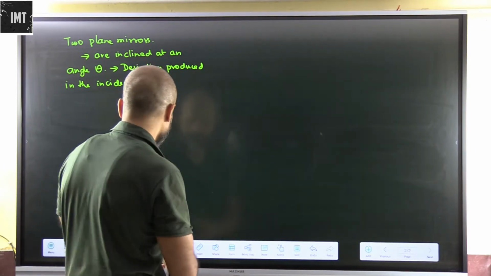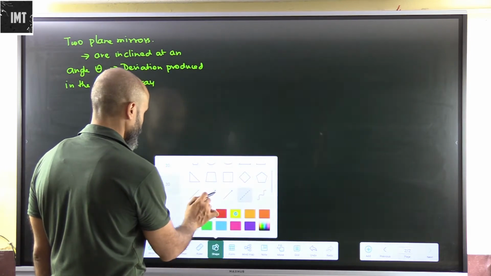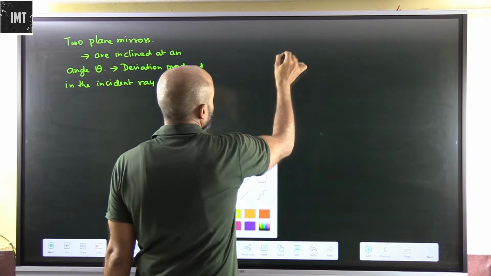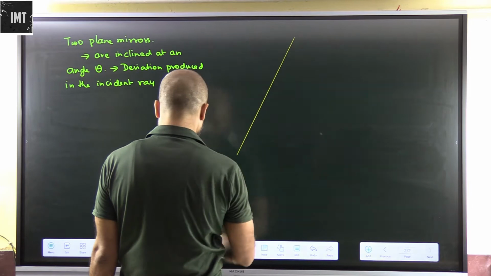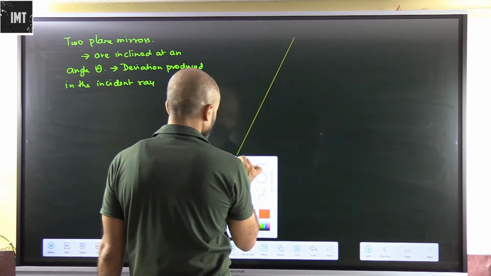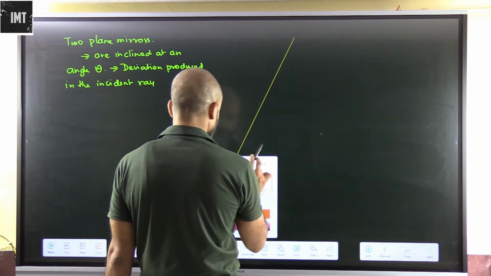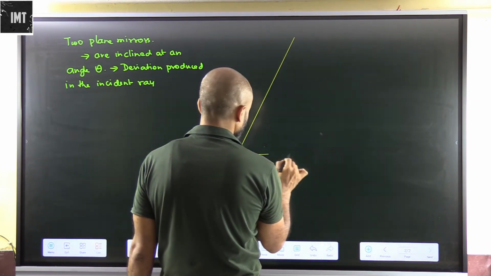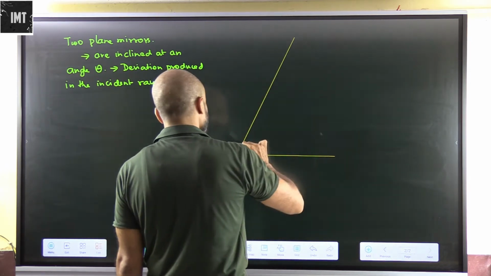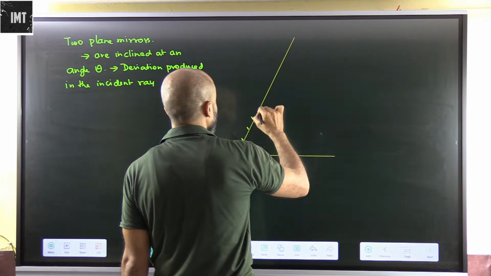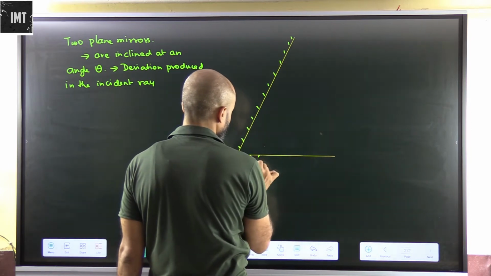So let's look at this. Let's say we have a mirror like this and this is inclined to another mirror. This is pure geometry. Let's draw the polished surface of the mirror. So this is the polished surface of the mirror.